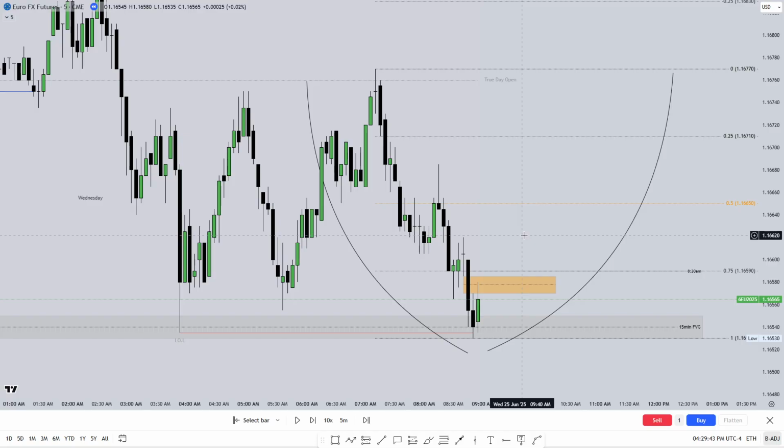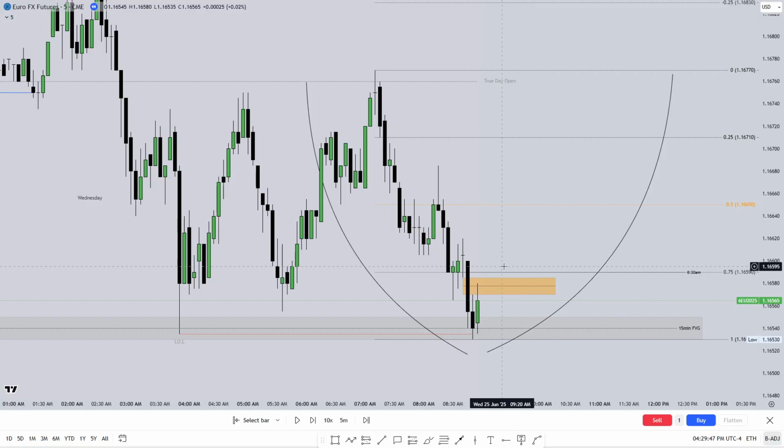Your change in the state of delivery. Now, your change in the state is going to be your last however many down close candles that are consecutive that get broken.